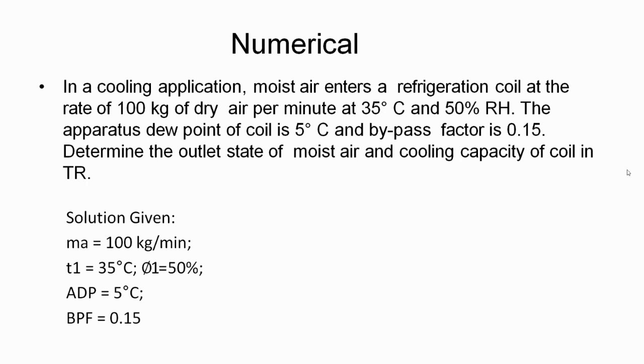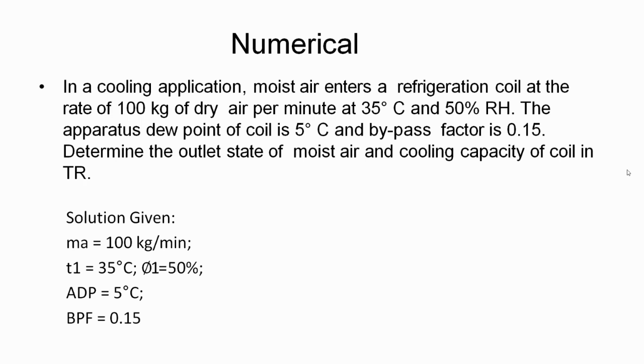In a cooling application, moist air enters a refrigeration coil at the rate of 100 kg of dry air per minute at 35 degrees Celsius and 50% relative humidity. This is the condition given to us for inlet air. The apparatus dew point temperature of the coil is 5 degrees Celsius and the bypass factor is 0.15. We have to determine the outlet state of moist air and the cooling capacity of the coil in tons of refrigeration.